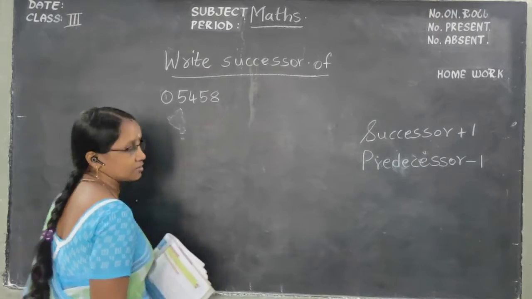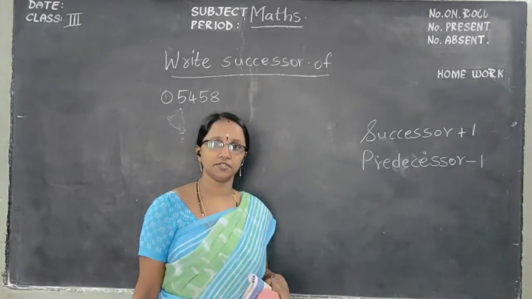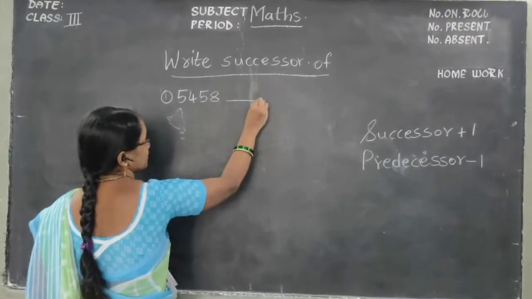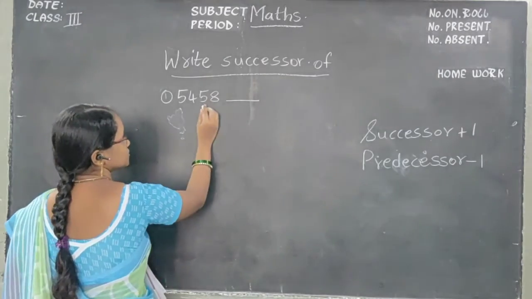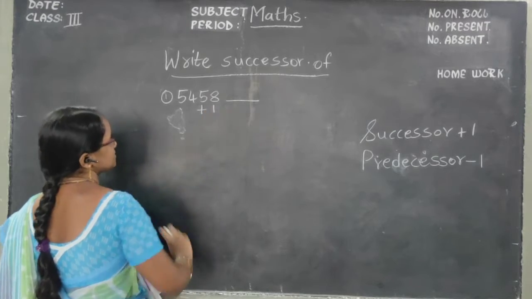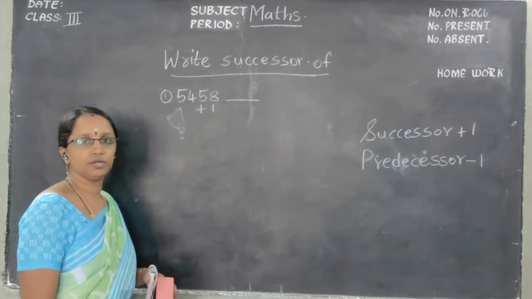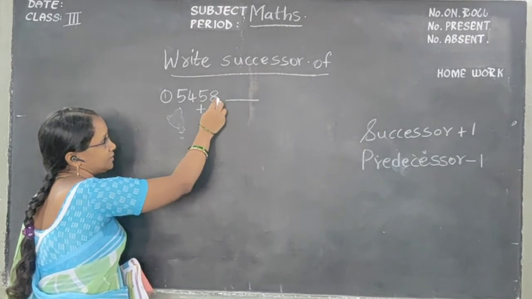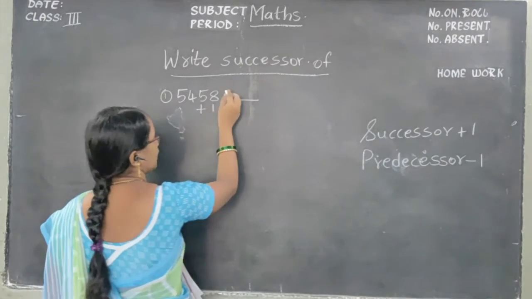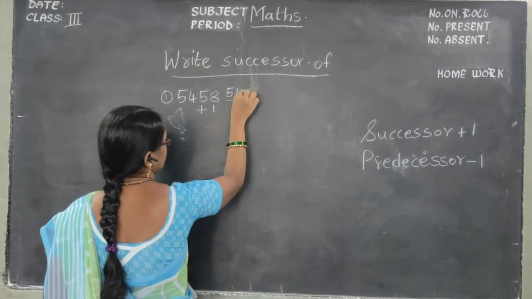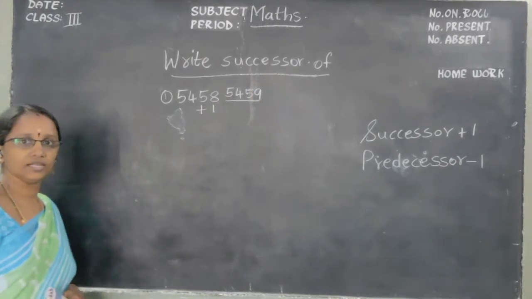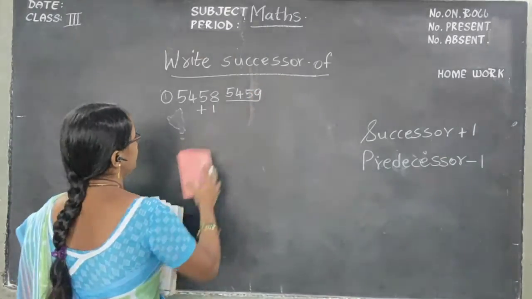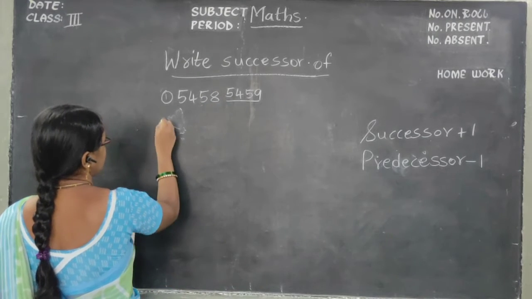5458. What is the question? For that, successor they are asking. What I said, you have to do plus 1. So for plus 1, where will you do it? To the last number, that is the 1's place. So what answer will come? 5459. Next is the second one.